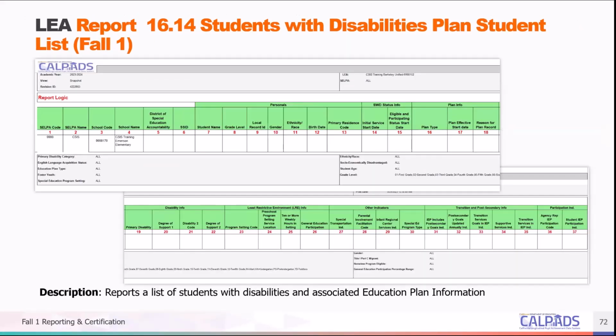And then report 16.14, students with disabilities plan list. This report, though we don't see the data here, is the supporting report, and it has information about the plan and the status. So you can see the status, if they're eligible or not, the plan information, the least restrictive environment information. It goes into great detail. And these are other indicators about their transition services here. So you're looking at the special education plan record and the status information in great detail, along with race, ethnicity, the enrollment, and demographic information.